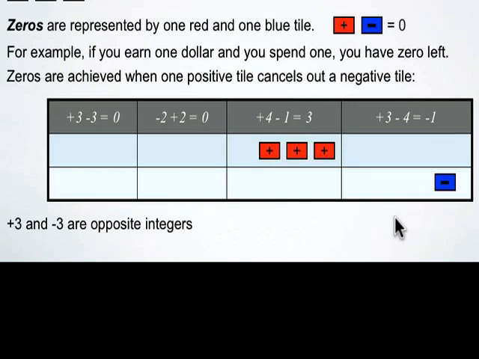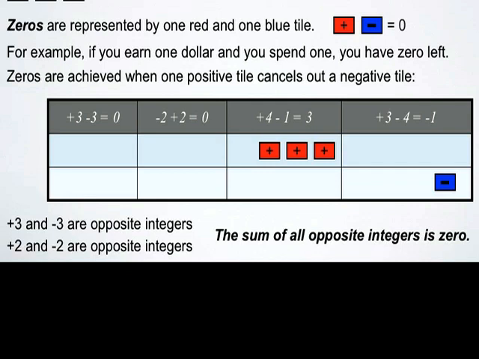If we look at the first two examples, so the negative 3 and positive 3, the negative 2 and positive 2, these are both cases in which we have opposite integers. So the number values are the same, but they have opposite signs. One is positive, one is negative. This case of opposite integers will always have a sum of 0 because we will have all pairs, so one positive for every negative, and they will always cancel out. So the sum of all opposite integers is always 0.